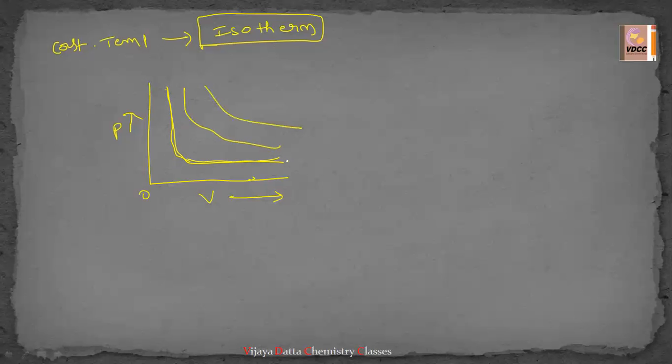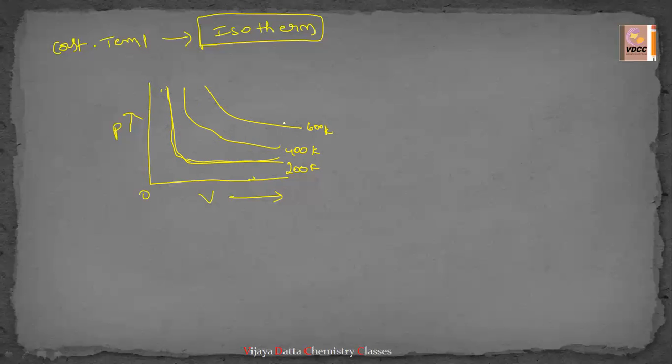That is nothing but at different temperatures, say 200 Kelvin, 400 Kelvin and 600 Kelvin. If you are taking different temperatures, then we are getting different curves for the given mass of a gas, and the graph will vary by varying the temperature. At 200 Kelvin, you are getting a curve like this. At 400 Kelvin, you are getting a curve like this. At 600 Kelvin, we are getting a curve like this.